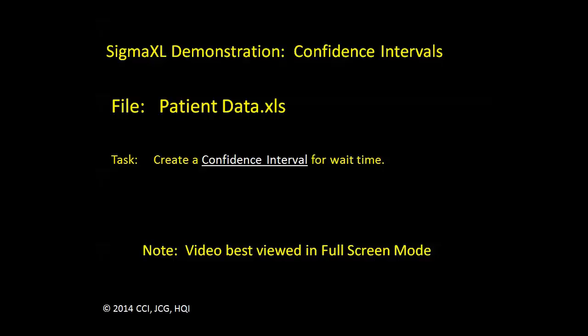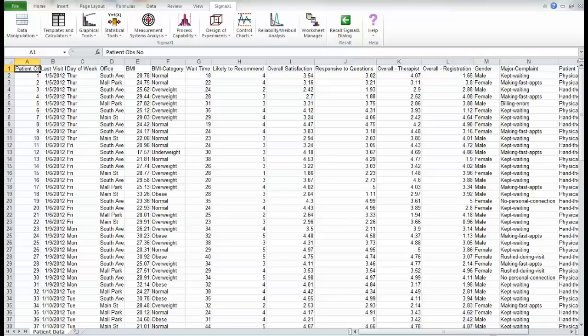In this demonstration, we want to create a confidence interval for patient wait time. We'll use the file patient data. Let's open that file and get started. We'll study wait time in this case, which is column G.